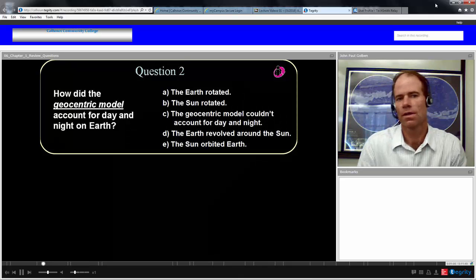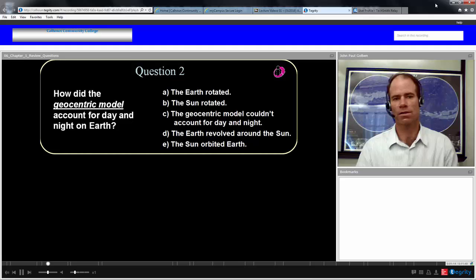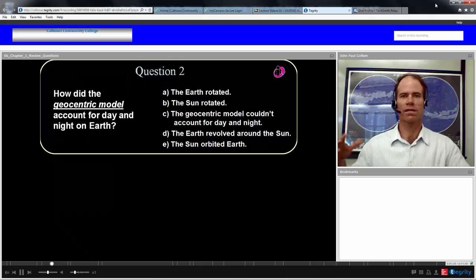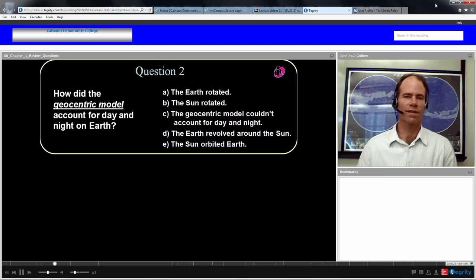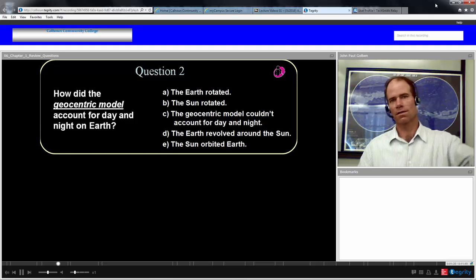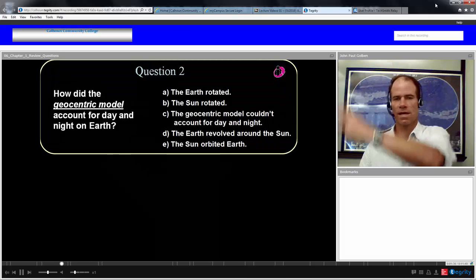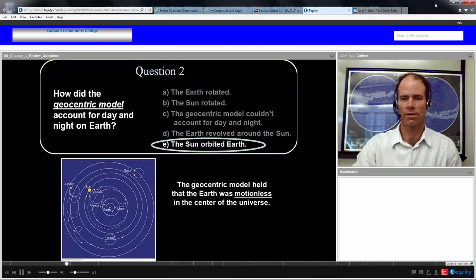Question 2. How did the geocentric model account for the day and night on Earth? Now the geocentric model, geo meaning Earth and centric meaning centered, so Earth-centered. In this model, that was Ptolemy's or Aristotle's model, the Earth was the center of all things. And so how do you account for day and night on the Earth? Well, day occurs when the sun on the celestial sphere actually reaches your sky and then sets as the celestial sphere moves. So we account for day and night in the geocentric model because the sun is orbiting the Earth.